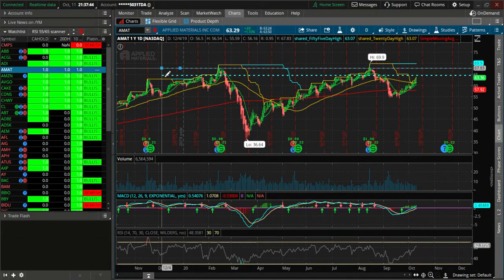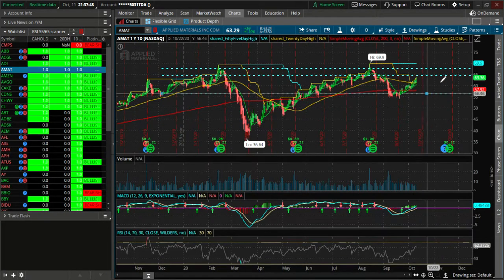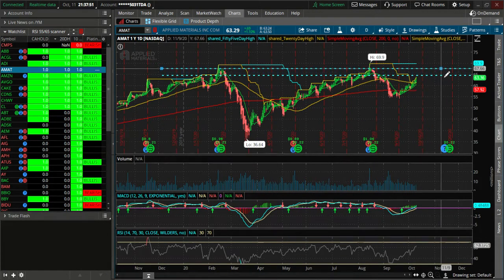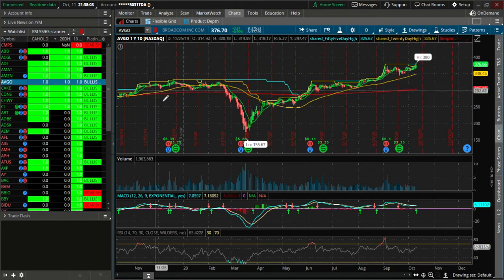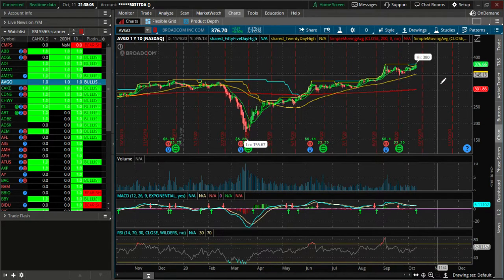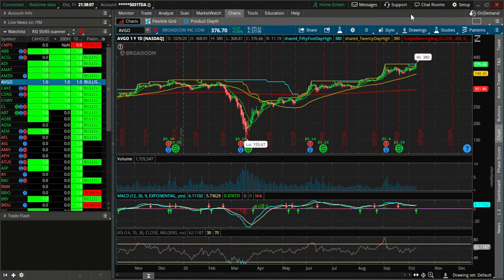Then we're looking at 67.80, give or take 5 cents there. Let's see, Amazon's already marked up. Here we go. This one's at a 52-week high right now.